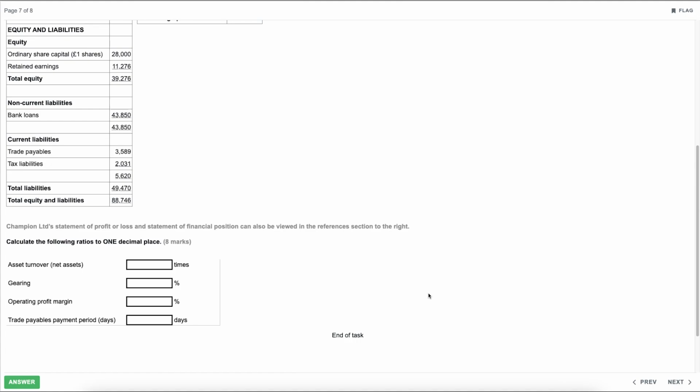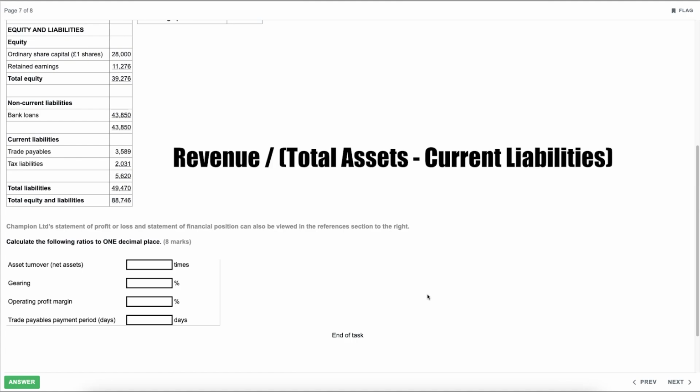Okay, so let's hop into your asset turnover first, and this is based upon net assets. So the formula to calculate this will be your revenue over total assets minus current liabilities. So it shows how well the business is generating revenue from the net assets of the business. It's somewhat in the name of the ratio. So let's have a look at our figures for this then.